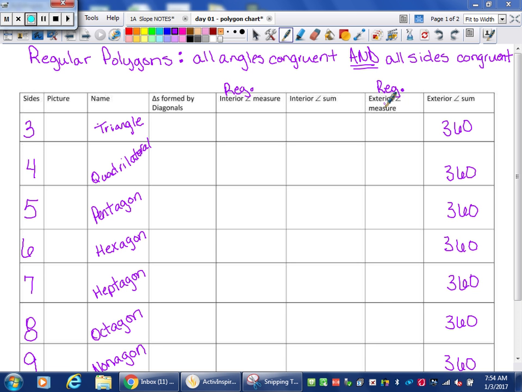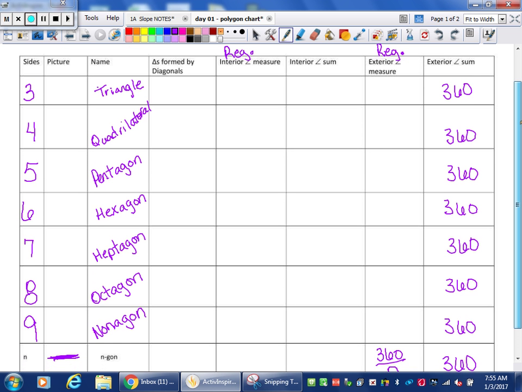So we're going to start by looking at our chart and filling in what we do know. What we do know is we start with the smallest of your polygons, the three-sided figure one, which is called a triangle. Your four-sided is a quadrilateral. Your five-sided is a pentagon. 6 hexagon. 7 heptagon. 8 octagon.